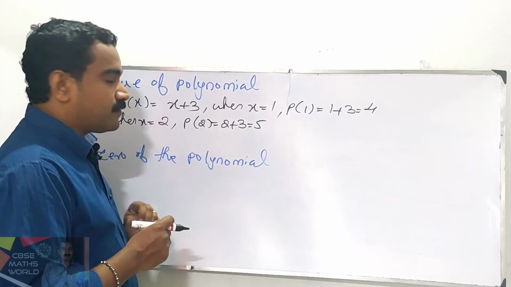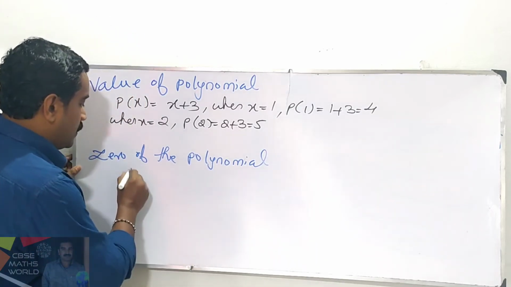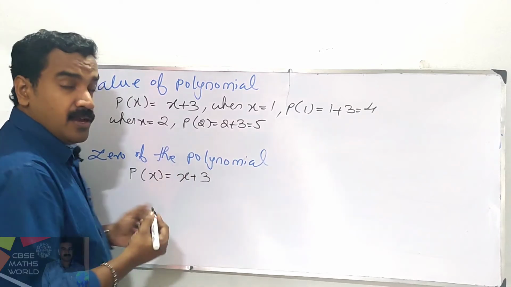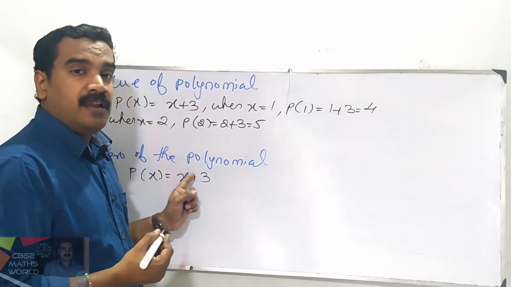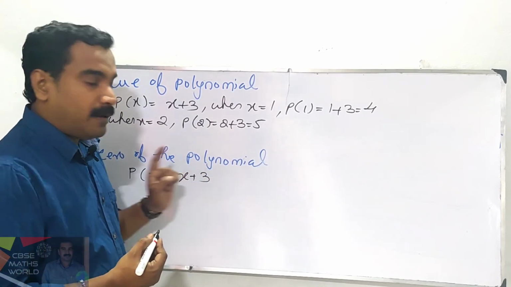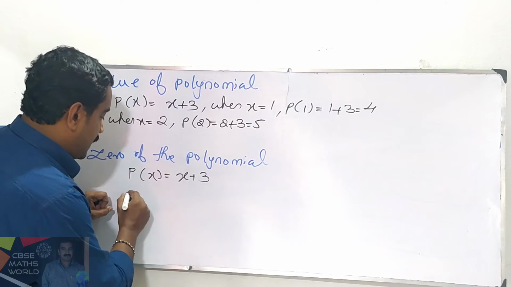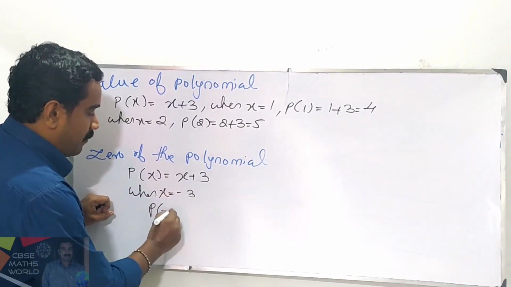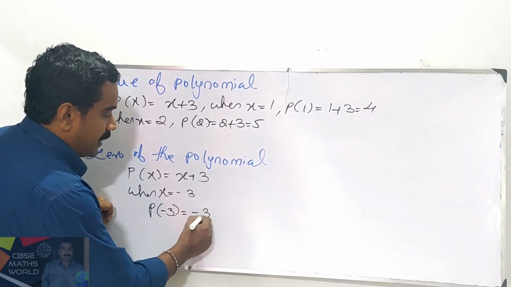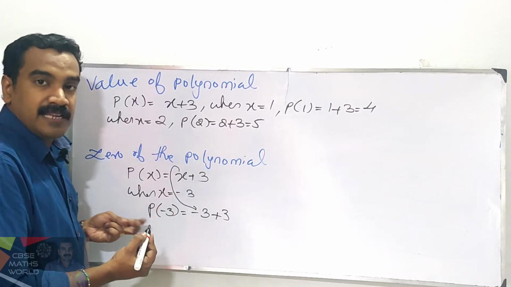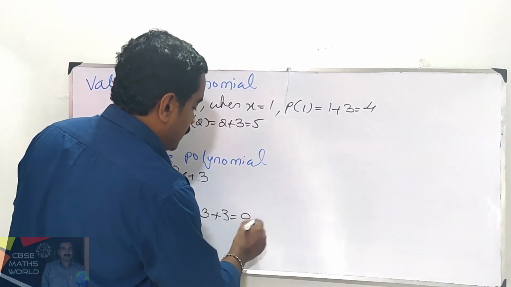Next, look, the zero of the polynomial. What do we mean by the zero of the polynomial? We can take the same example, p of x equals x plus 3. For what value of x does the value of the polynomial become 0? When x equals minus 3, that becomes p of minus 3. What is p of minus 3? Minus 3 plus 3. We are replacing this x with minus 3. What is minus 3 plus 3? Minus 3 plus 3 is 0.